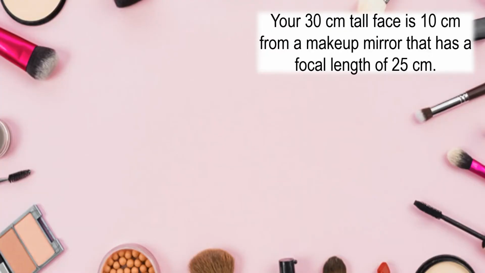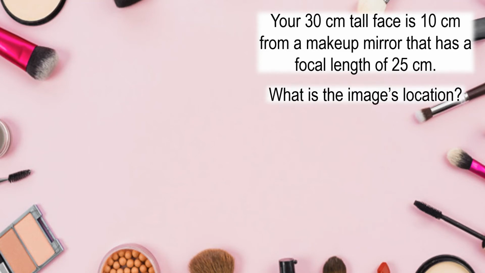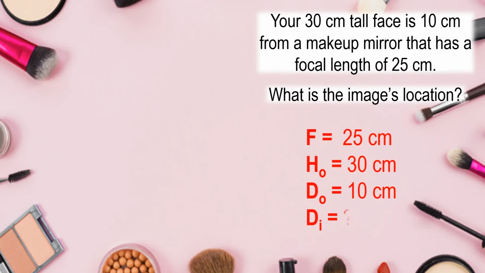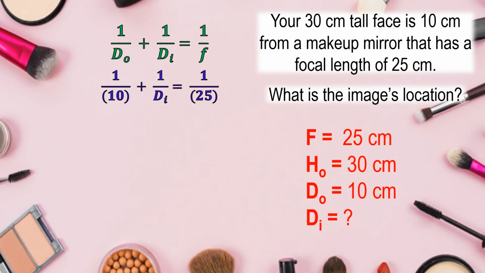When we moved inside the focal point, we ended up with a virtual upright image. The 30 centimeter tall face is 10 centimeters from a makeup mirror that has a focal length of 25 centimeters. We want to start by finding the image's location. So we know f, we know ho, we know do, and now we want to find di. di, do, and f all go together. There's our formula. Write it out, plug in, turn those fractions into decimals.